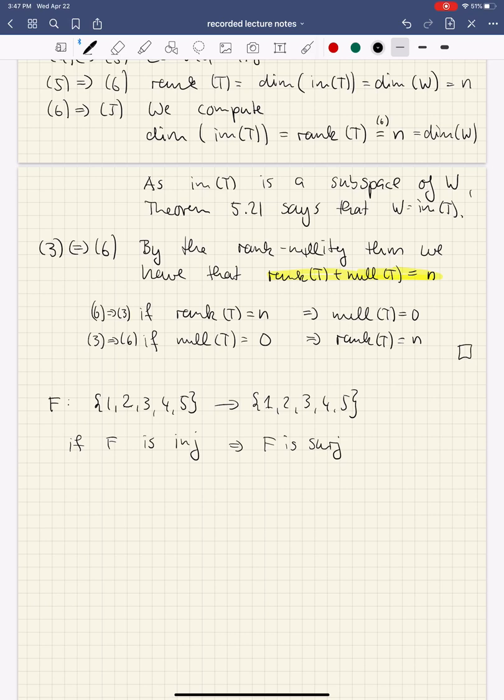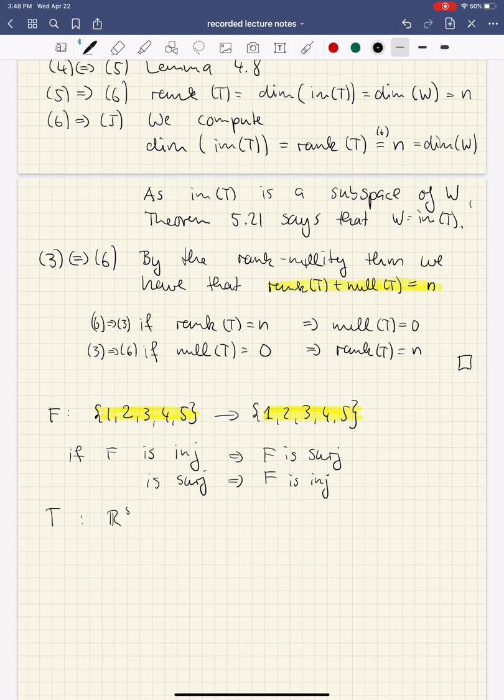Because it means that every element on the left has to be mapped to a different one on the right. So I have 5 elements in the image, so I have to hit everything. And the same if it's surjective, meaning I have to hit everything, then it also has to be injective because I only have 5 things to hit it with. And the same thing if I have T from R^5 to R^5, T linear, then T is injective if and only if T is surjective. So if they have the same dimension, then injectivity and surjectivity are the same.